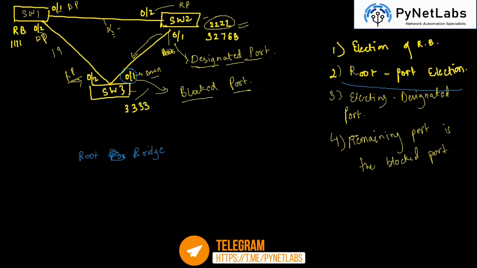So Vicky has asked if we can observe spanning tree protocol with two switches or two devices. So that's not going to create any loop, right?